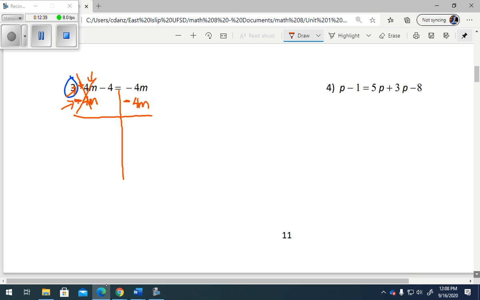It's gone from the left. All I have is a negative 4. On the right side, negative 4m minus 4m. Those signs are the same. It's like adding, and I keep the sign, so I really have a negative 8m.